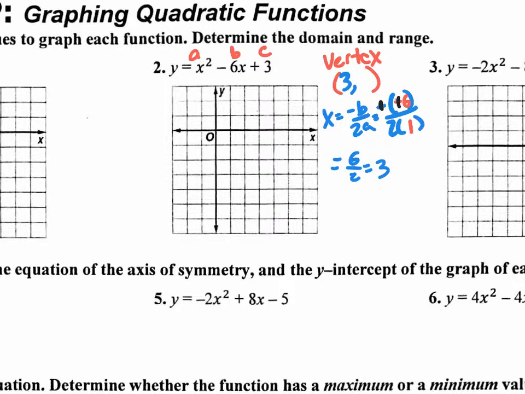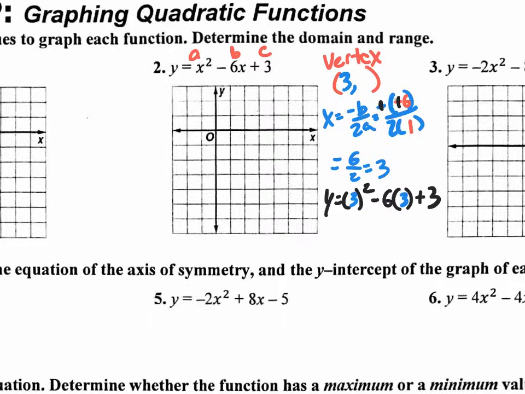We still need the Y value. How do we do that? We plug in that X value of 3 into the X's of our original equation to find the Y. So my original function's Y equals X squared minus 6 times X plus 3. And I put parentheses there because I'm going to be plugging in the 3 in both of those parentheses.